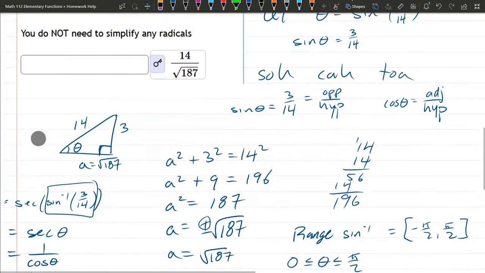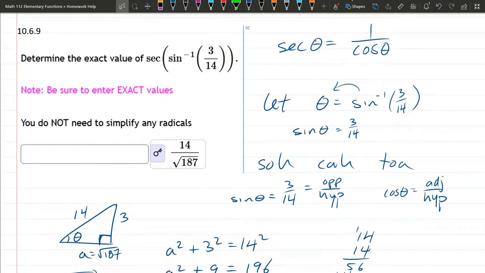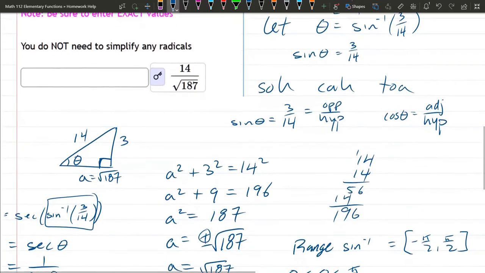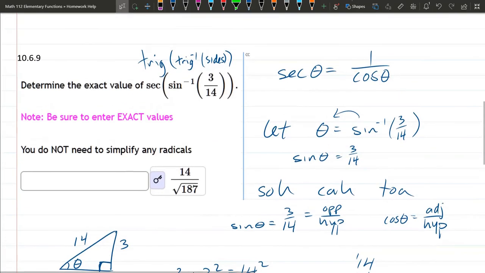Okay. This process using SOHCAHTOA works anytime you have a trig of trig inverse of some sides. If it's the same trig function, so if it's sine of sine inverse, you might be able to cancel them. That's a little bit off topic for this. But if they're different, which most of these problems are going to be, you do need to make this triangle. You could do it with some algebra, but I recommend doing the SOHCAHTOA method that I did right here.